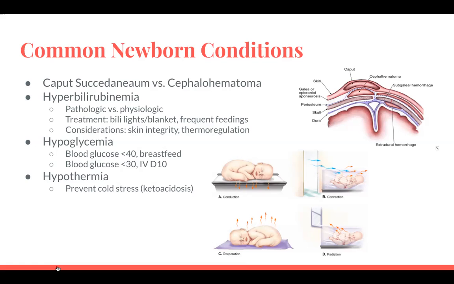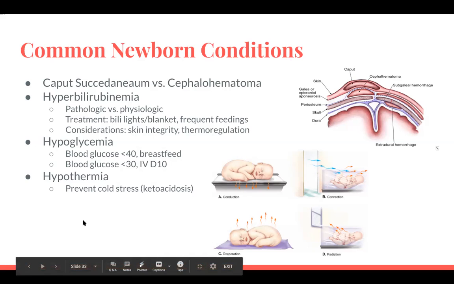So you maximize the exposure of skin to light, and then the periodic assessment of the serum bilirubin levels, protect the eyes with patches, take good skin care and reposition every 2 hours, and then maintain that hydration and nutrition.